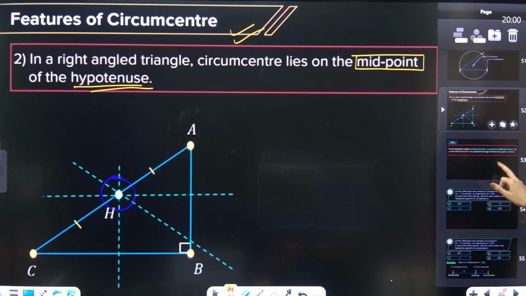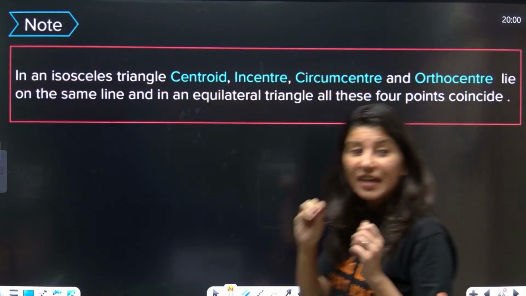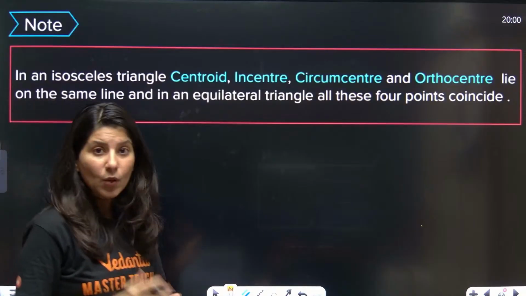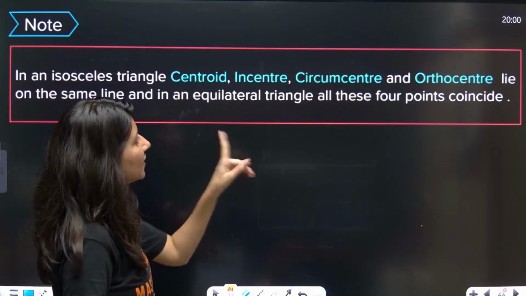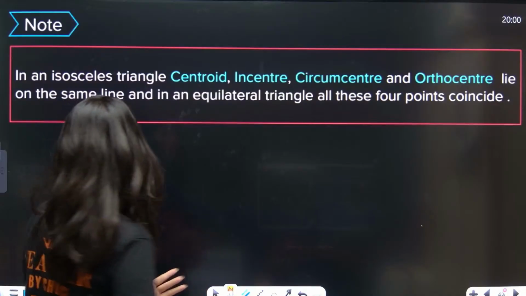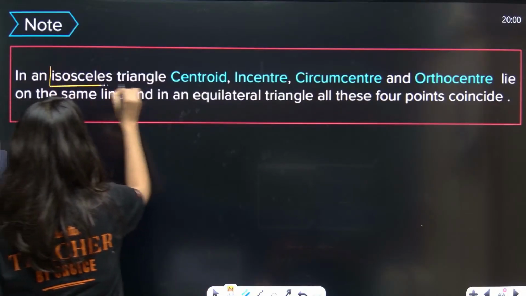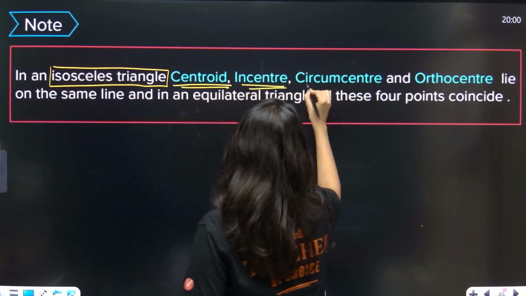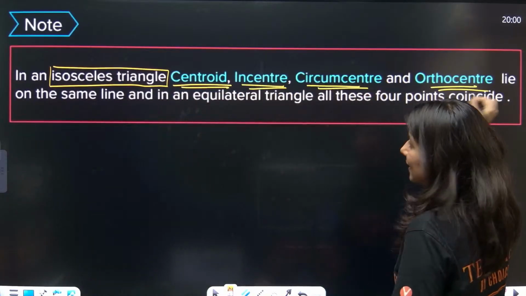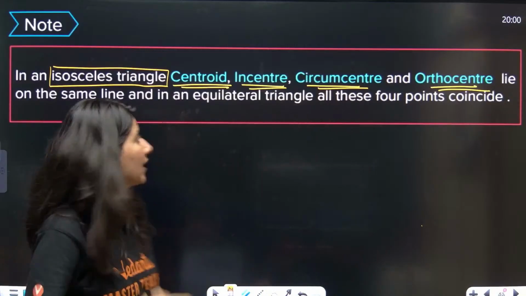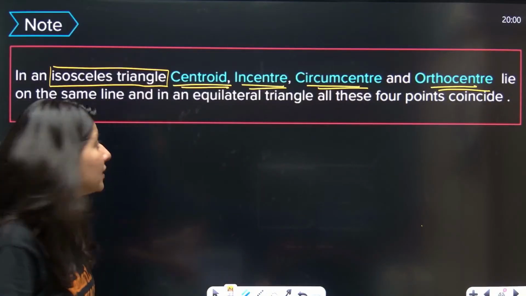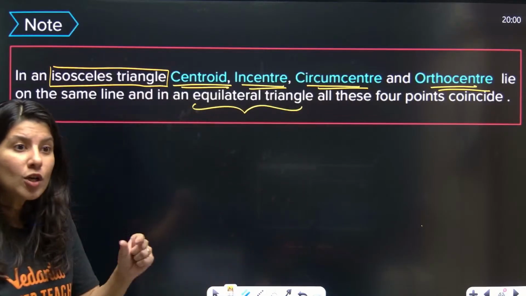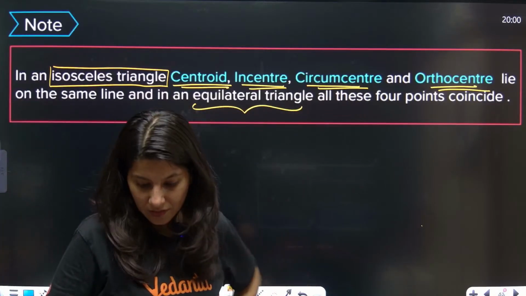Okay. Now one very important fact about centroid, incenter, circumcenter and orthocenter. In an isosceles triangle, centroid, incenter, circumcenter and orthocenter lie on the same line. And more importantly, in an equilateral triangle, all these 4 points coincide.